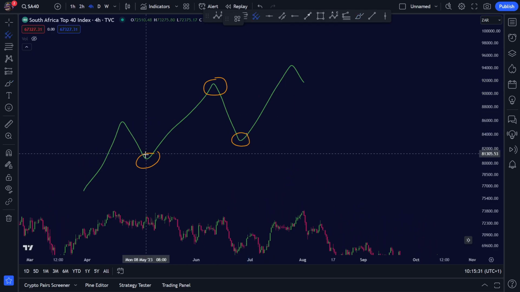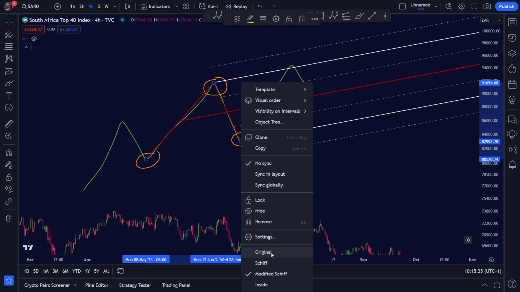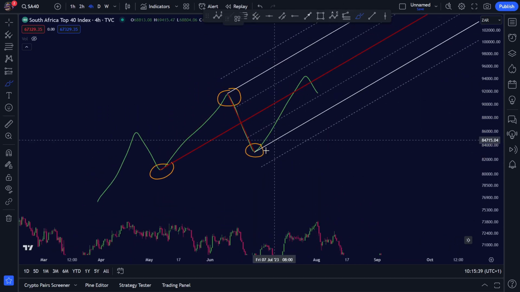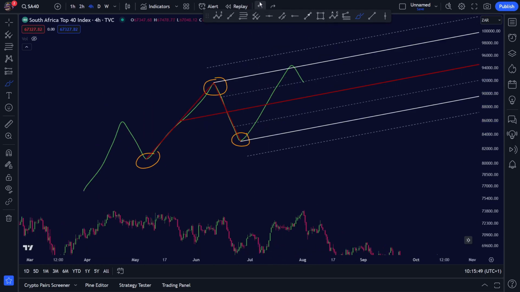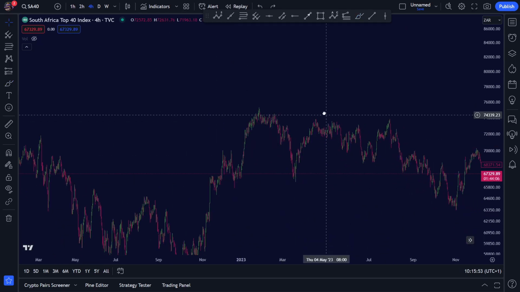So when we have three pivots, we connect the Pitchfork like this, 1, 2, 3, and then we place the original. And usually the price, when it comes back to this Pitchfork, always has a reaction, because this is where algorithms are programmed to sell. They're programmed to find fair value in the market, so they start selling. If this looks a bit confusing, don't worry, we'll get into the chart right now.